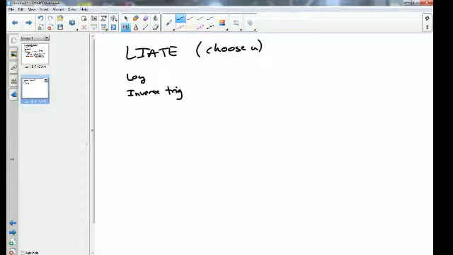What could A be? Logs, inverse trigs. Algebraic. It's algebraic, that's it, the third one there. I think that's right. Yeah. Algebraic, trig, and then exponential.